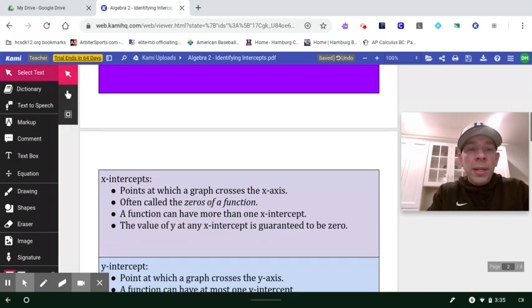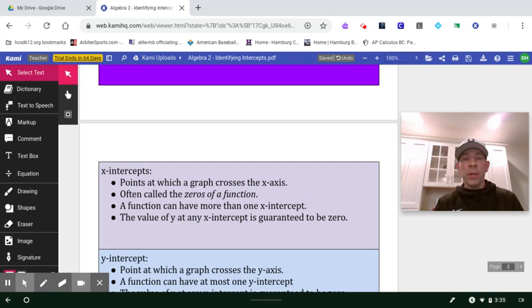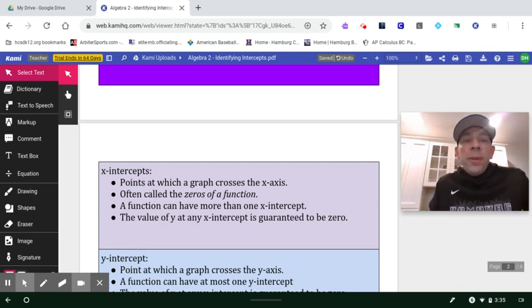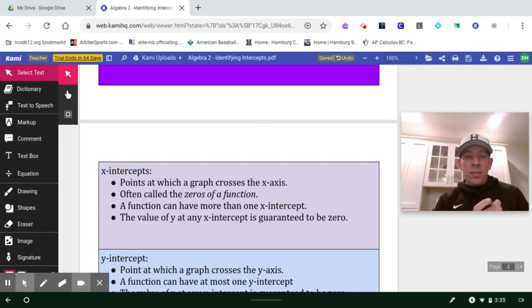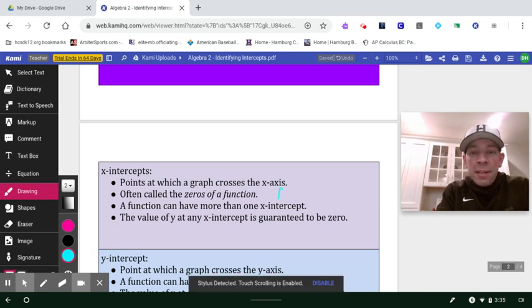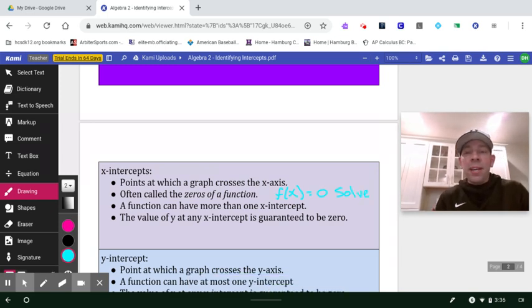Here we go. So what is an x-intercept? Let's make sure we all agree on this. They are points at which the graph crosses the x-axis, all right? These are often called the zeros of the function, and a lot of times they may take a function and set it equal to 0, and they may just say solve without saying find the x-intercepts. Anytime we set this function equal to 0, we're finding the x-intercepts, whether they explicitly say it or not.